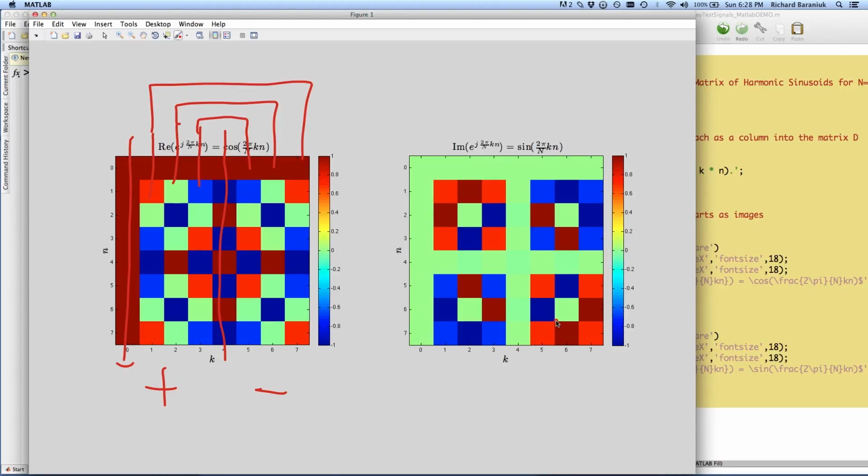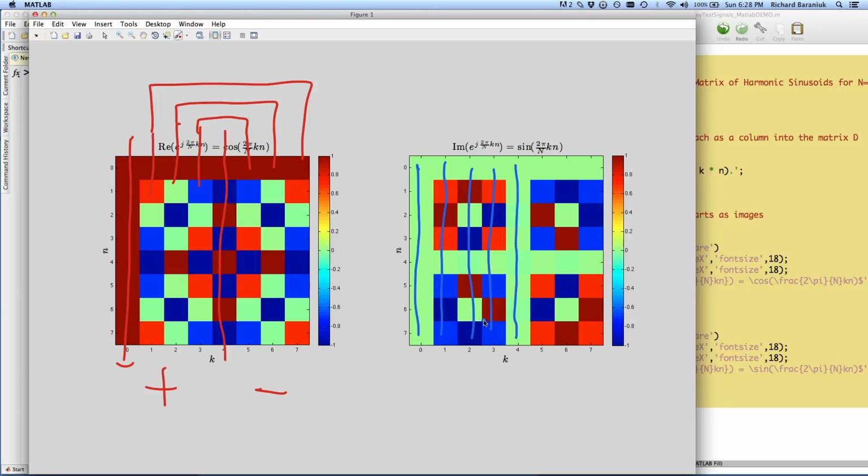Over here now, with the imaginary or sine components, we see that the imaginary part of the 0 frequency is 0. We also see that the imaginary part of the frequency pi equals 0. And then we see, just like over here, that we have basically 1 oscillation, 2 oscillations, 3 oscillations.